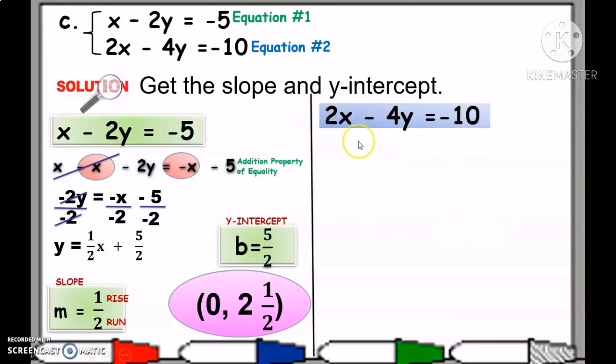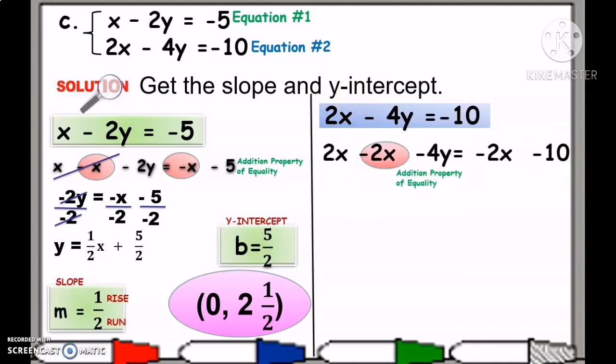Negative sign po ng positive 2x is negative 2x. So, application ulit tayo ng addition property of equality. So, ibig sabihin, mag-a-add tayo ng negative 2x both left side and right side. So, ayan po. And then, eliminate. So, we have negative 4y equals negative 2x minus 10.